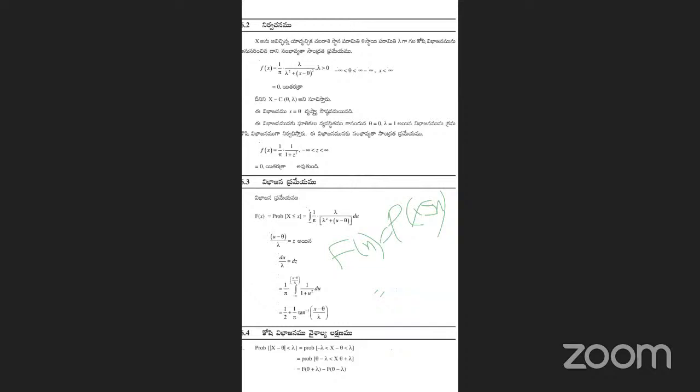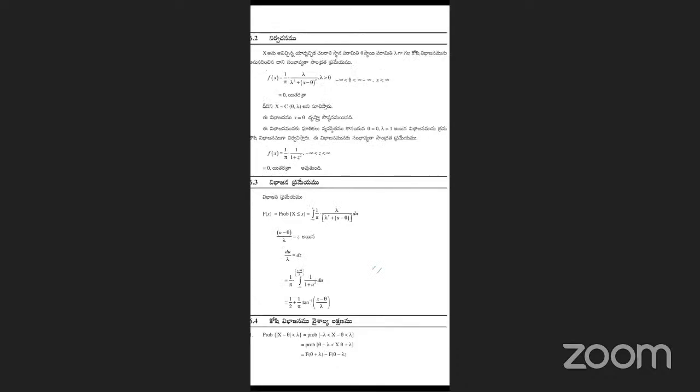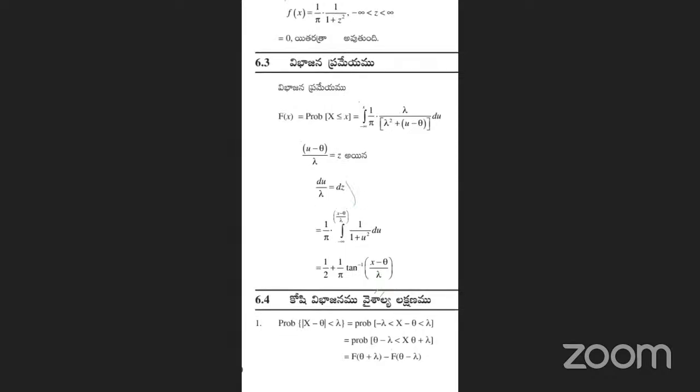1 by pi, infinity, x minus lambda, theta less than lambda. So when you use the probability minus lambda less than x minus theta less than x plus theta lambda. So you know that the distribution: probability of A less than or equal to X less than or equal to B is nothing but f of B minus f of A. So here this we can write as f of B minus f of A.